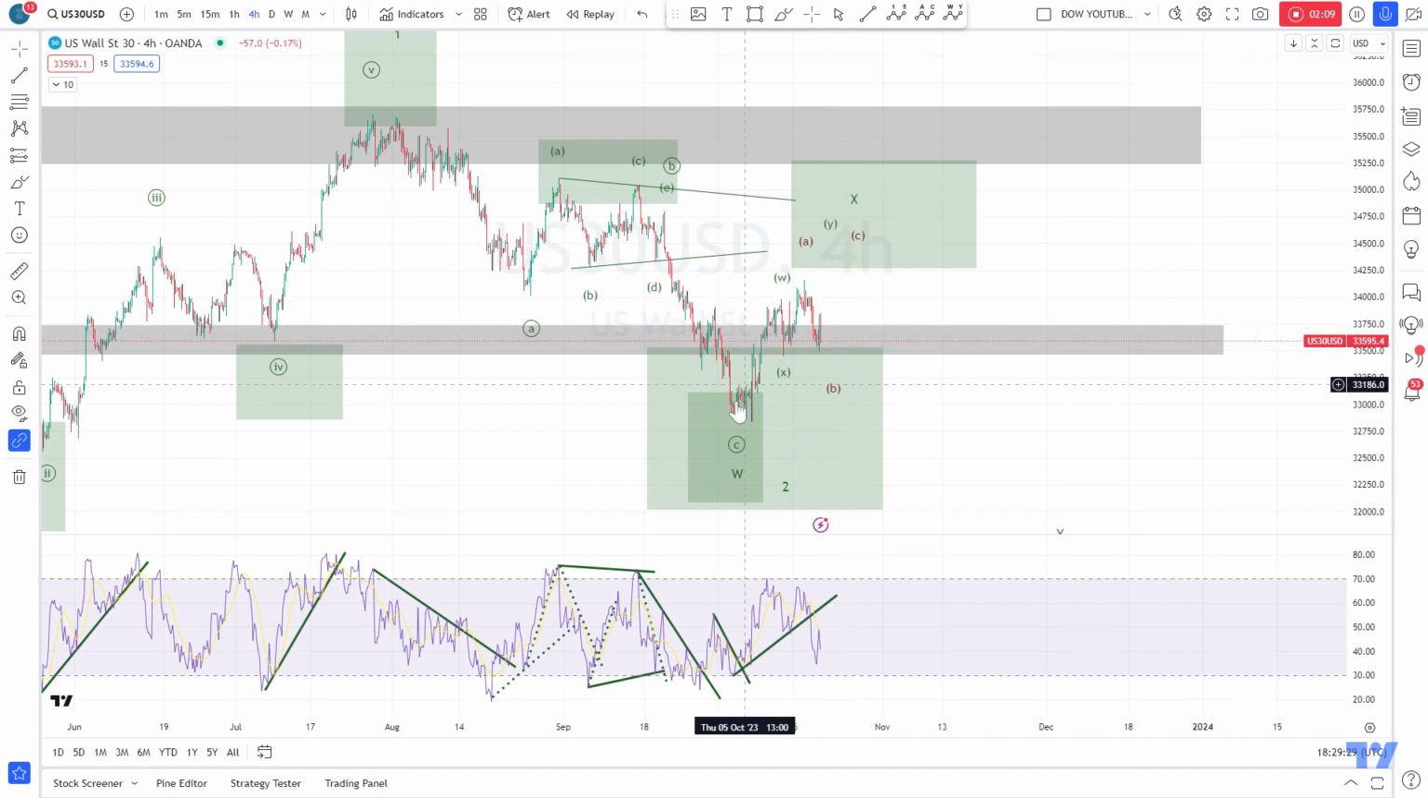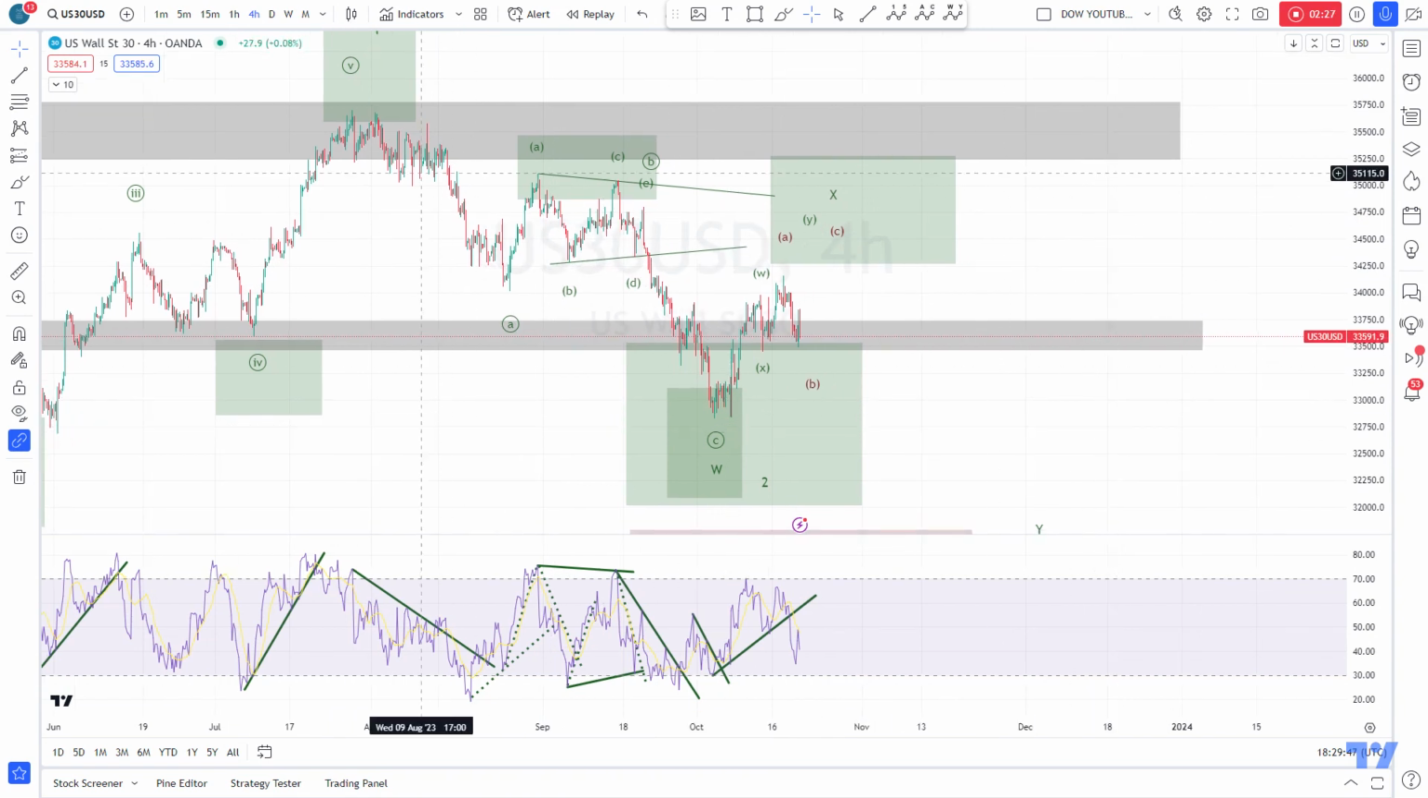So that means that the impulse has not started from here. And if we do not have an impulse, we have corrective price action. And if we have corrective price action, it means that this structure here is not complete yet. And then the way to go would be wave W, wave X, and then another 3 waves down.